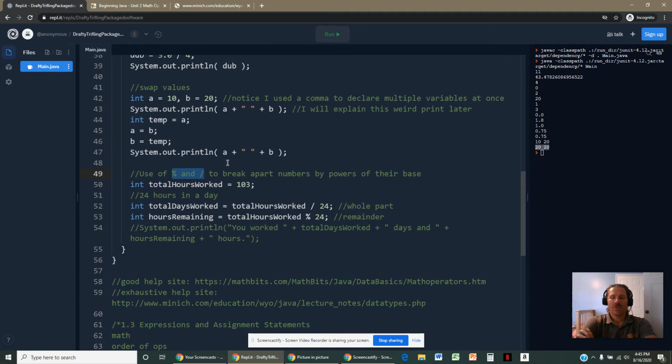So a lot of times we work in things that aren't base 10. Base 10 is the number system that you've used your whole life. But not everything works that way. For example, there's 24 hours in a day. There's 60 minutes in an hour. So sometimes we think of things outside of just straight base 10.